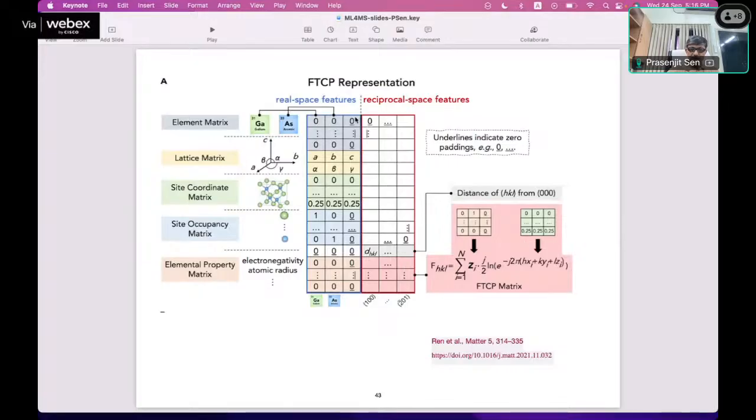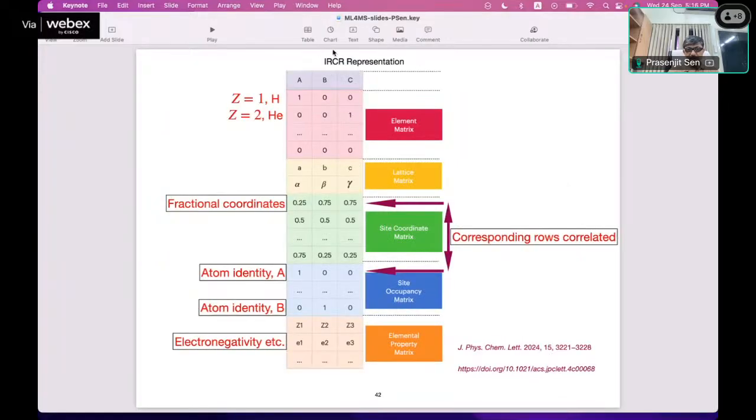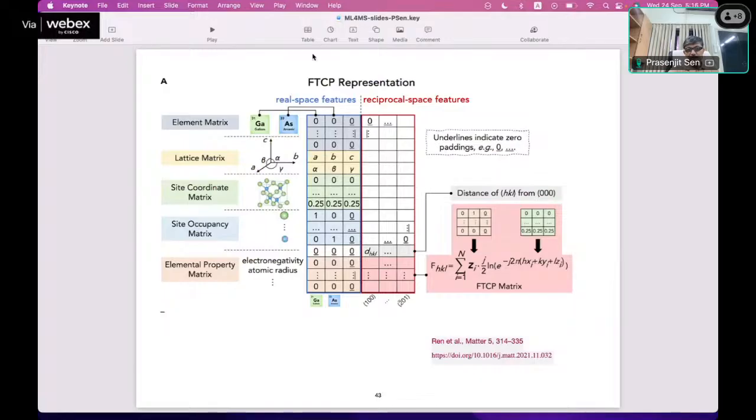As I told you, this is something that we introduced in the literature. You will find this in this paper if you are interested. We called it, what was the IRCR? I have to recall the full form of IRCR, but we called it IRCR representation. The next related thing is called FTCP, and this FT basically comes from Fourier transform.